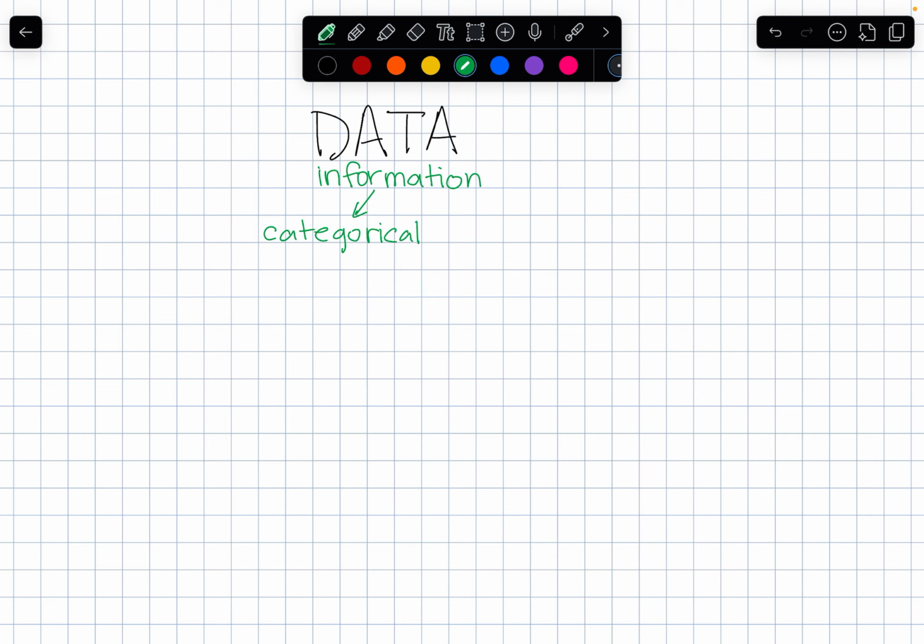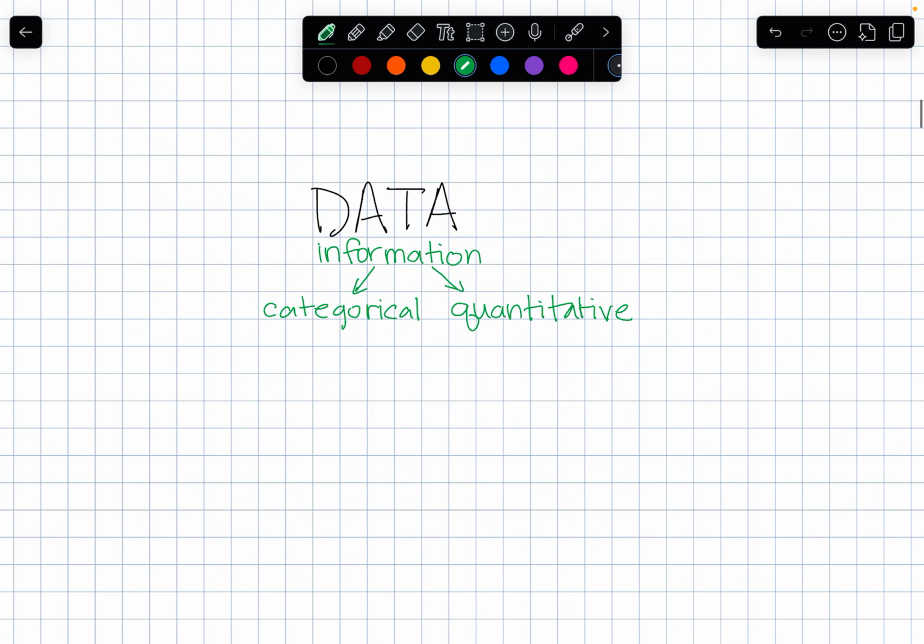And then comes the more familiar type of data, which is numeric data. And that can be labeled as quantitative. It's counting a quantity. Quantitative comes in two different flavors, which you'll learn about in the text: discrete and continuous.